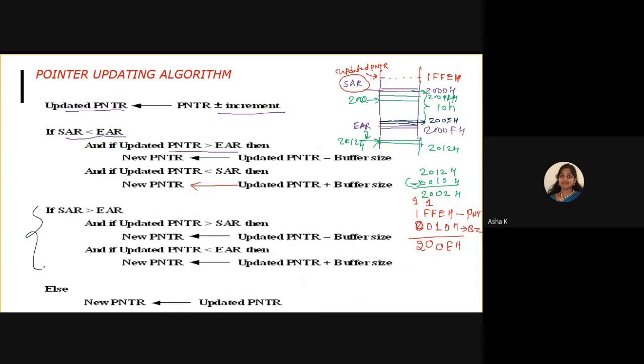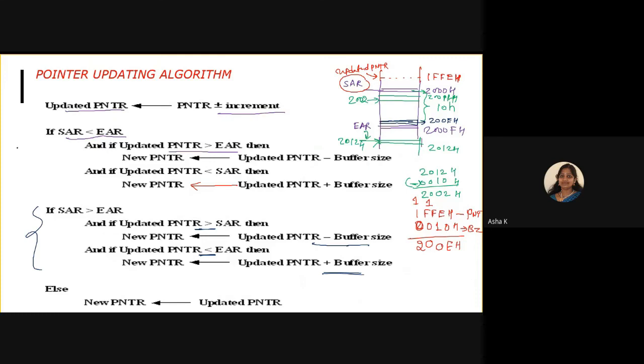In a similar way, this part can also be explained. If SAR is greater than EAR and the updated pointer is greater than SAR, whenever the updated pointer is greater, we have to perform the subtraction operation. Whether on this side you have SAR, EAR, whenever the updated pointer is greater, you have to perform subtraction. Whenever the updated pointer is lesser, you have to perform addition with the buffer size. So the new pointer is the updated pointer minus the buffer size.